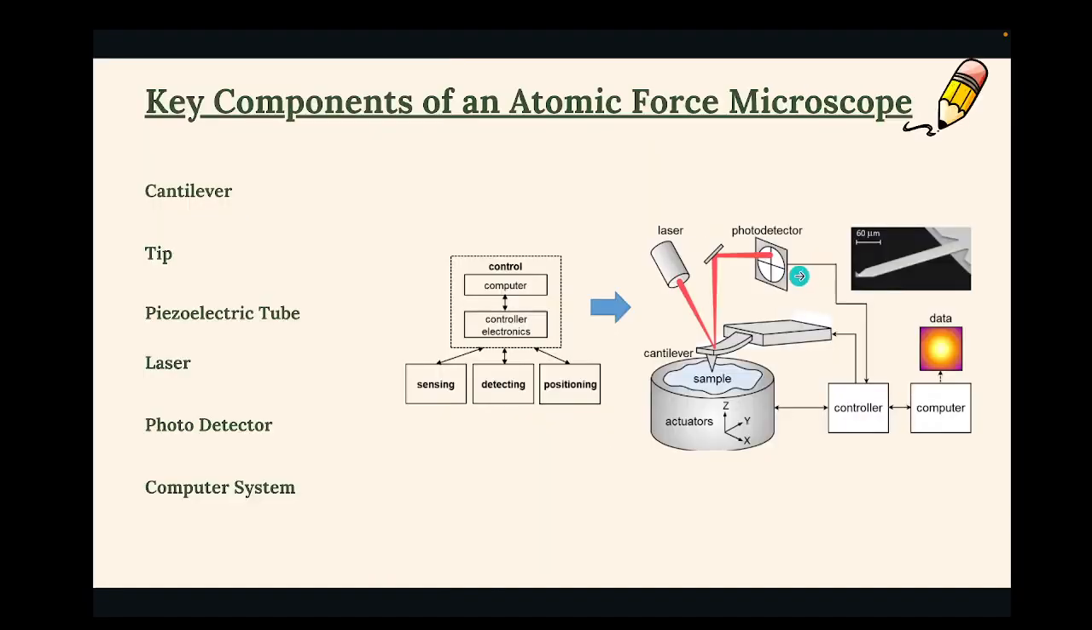These are the components of the atomic force microscope: cantilever, tip, piezoelectric tube, laser, photodetector, and computer system. I will show you where the cantilever is. My arrow is on the cantilever, which is very sensitive, and on it is the tip. That is a very pointed tip. We can compare it to a pen nib.